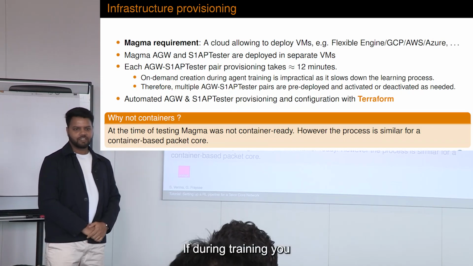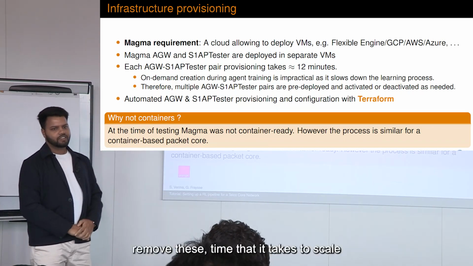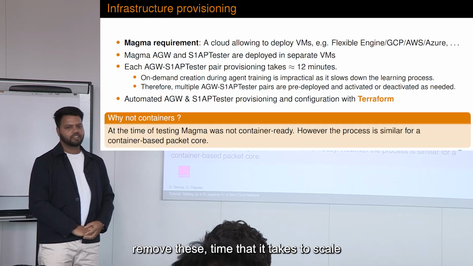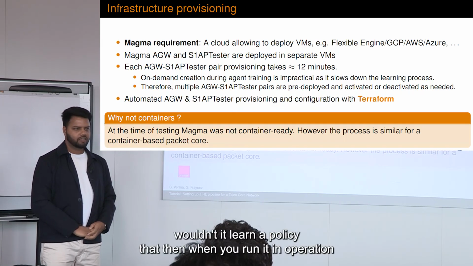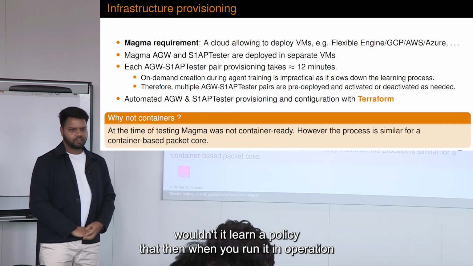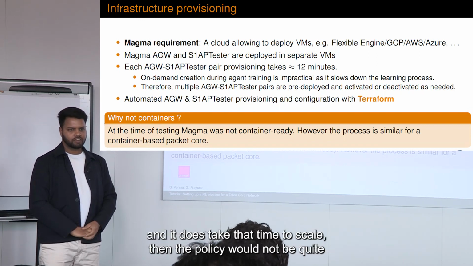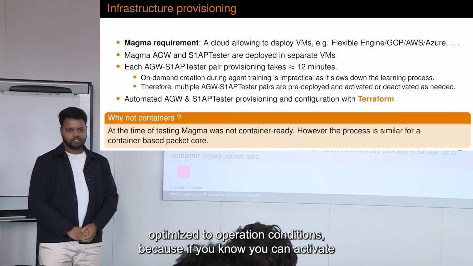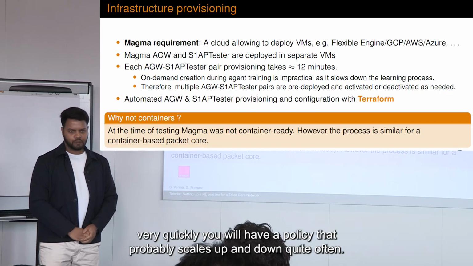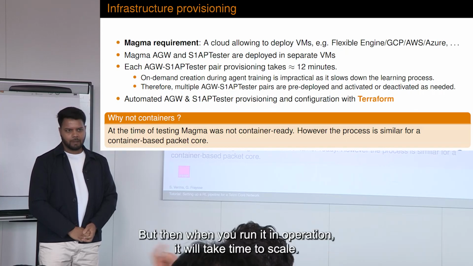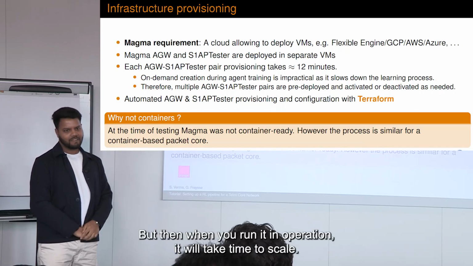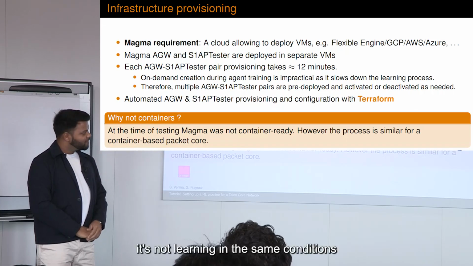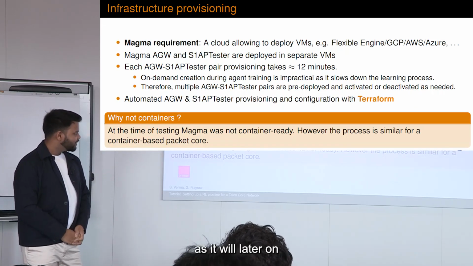So if during training you remove this time that it takes to scale, wouldn't it learn a policy that, when you run it in operation and it does take that time to scale, would not be quite optimized to operation conditions? Because if you know you can activate very quickly, you will have a policy that probably scales up and down quite often. But then when you run it in operation, it will take time to scale. So then it's not learning in the same conditions as it will later run, no?